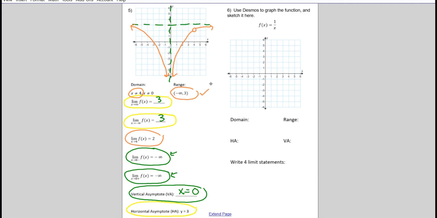Okay. From this point on, most of the rest of the problems are asking you to familiarize yourself with rational functions. By using Desmos, you type the function in, you look at the graph, you draw a sketch, and then you can say what the domain and range and asymptotes are and write some limits for it. The first one I've given you here, f of x equals 1 over x. That is your most basic parent function for rational functions, and it's also known as the reciprocal function.